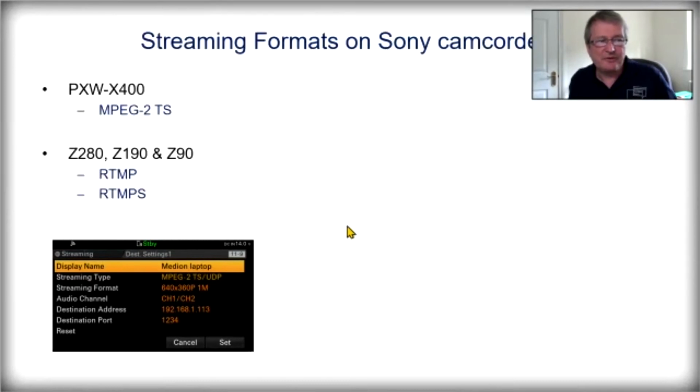Just having a quick review of the streaming formats on the various camcorders. Your old school 3-chip shoulder mount camcorders like the X400 just have simple MPEG-2 transport stream available. The new kids on the block, things like the Z280, the Z190, the Z90, have something called RTMP and RTMPS, which enable you to stream directly to YouTube from that sort of camera. And we're seeing this appear on more camcorders as time goes by.